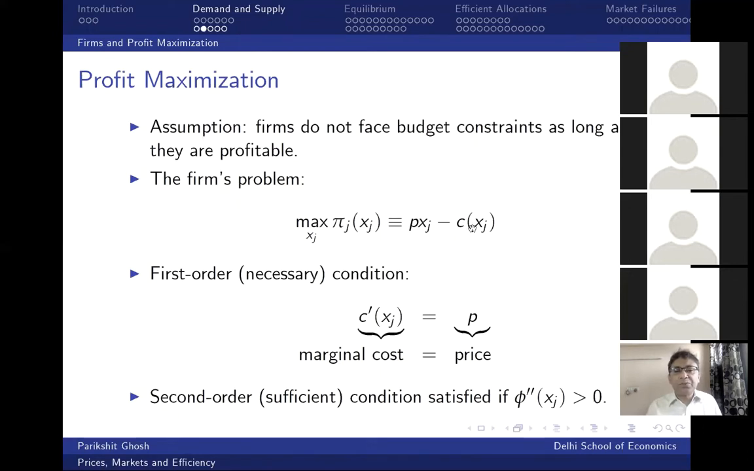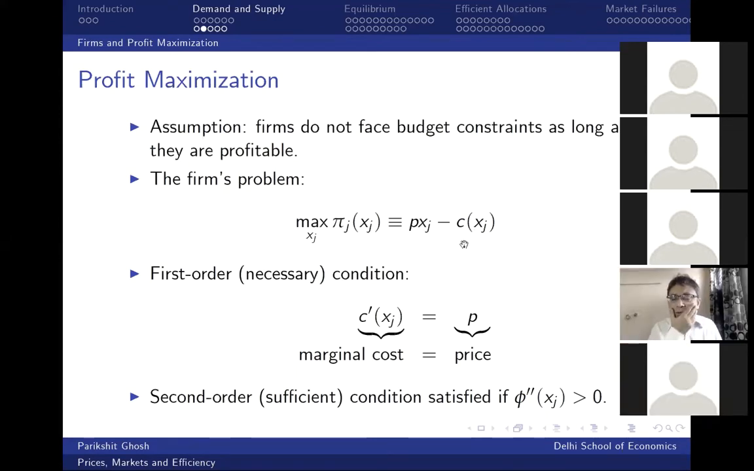Although we don't usually spell it out, what are we saying here? We are saying that the firm takes the price as given. It has a cost structure, a cost function. And then it solves this exercise: what quantity should I produce that will lead to the maximum possible profit?